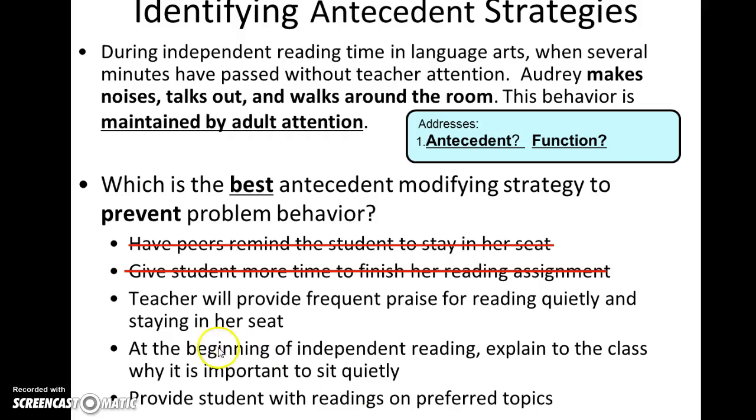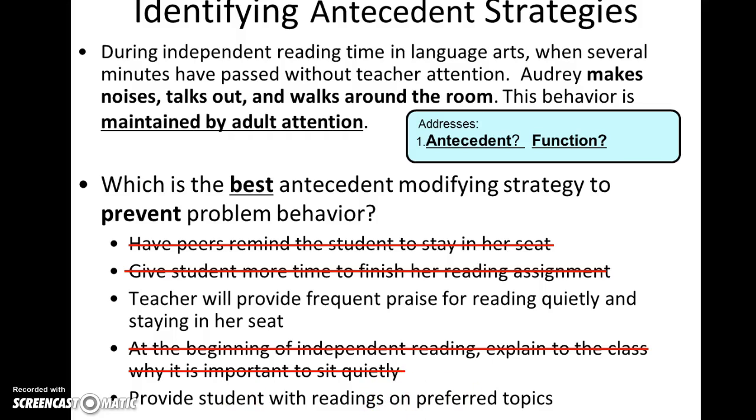Okay. Next, at the beginning of independent reading, explain to the class why it is important to sit quietly. Again, it does not address the attention, which is what she is looking for. And then provide student with reading on preferred topics. Again, that doesn't address her function, which is the attention. This would be great for escape, right?